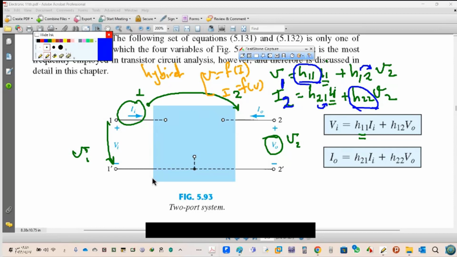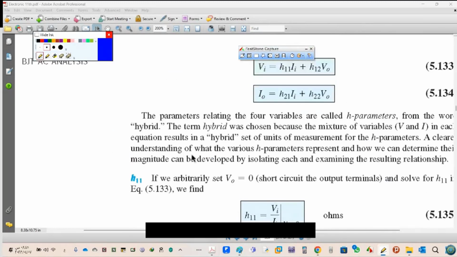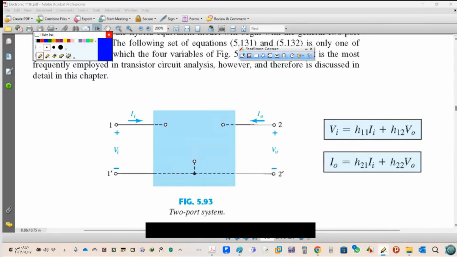H22, the effect from output to output. Okay? Now, let's see what these parameters are. Let's go here. I want to find these parameters in this one. So first of all, if I want to find, for example, H11, I will cancel this. So H11 equals VI over II when the VO is 0.